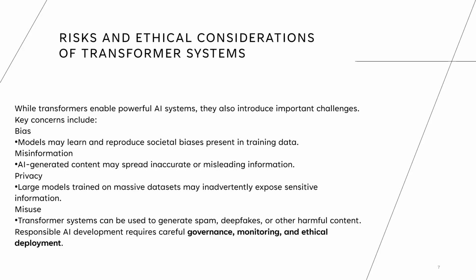Like many powerful technologies, transformer-based AI systems can be used for both beneficial and harmful purposes. They may be used to automate helpful services, improve accessibility, and accelerate innovation, but they could also be misused to generate spam, deepfakes, or other forms of harmful content. For these reasons, the development of transformer systems must be accompanied by responsible governance, transparency, and ethical oversight. Understanding both the capabilities and the risks of these systems is essential for anyone working with modern artificial intelligence.